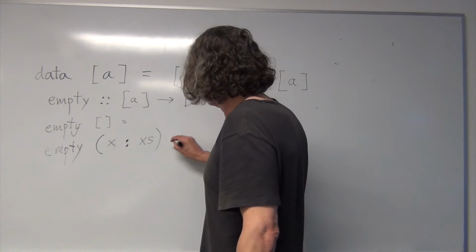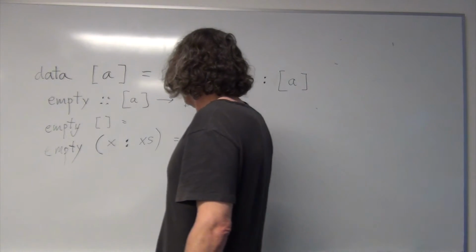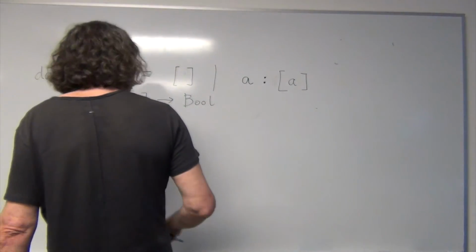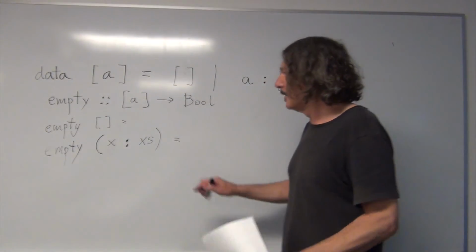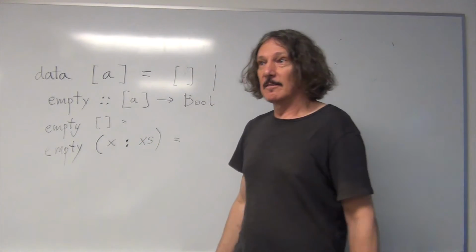Although semantically X colon AS would be better, wouldn't it? Because it's a list of A's, not a list of X's. Yeah, right. But nobody does that. I mean, I could put A here and A's here. That's also a possibility.